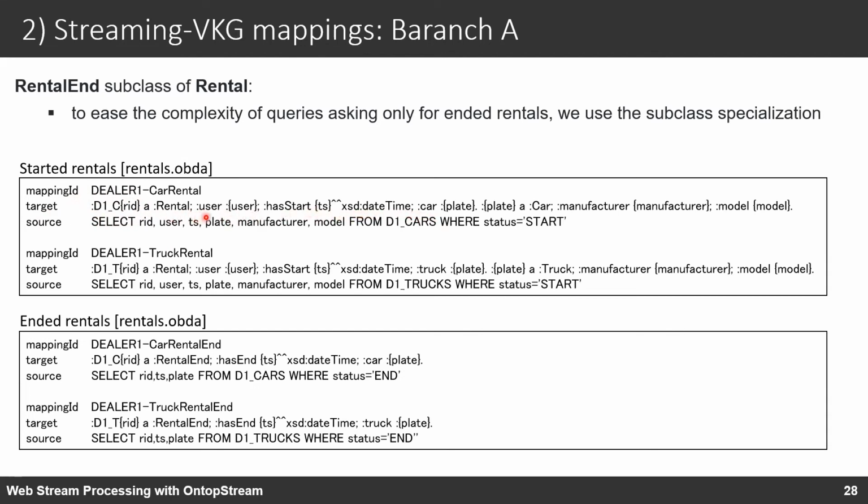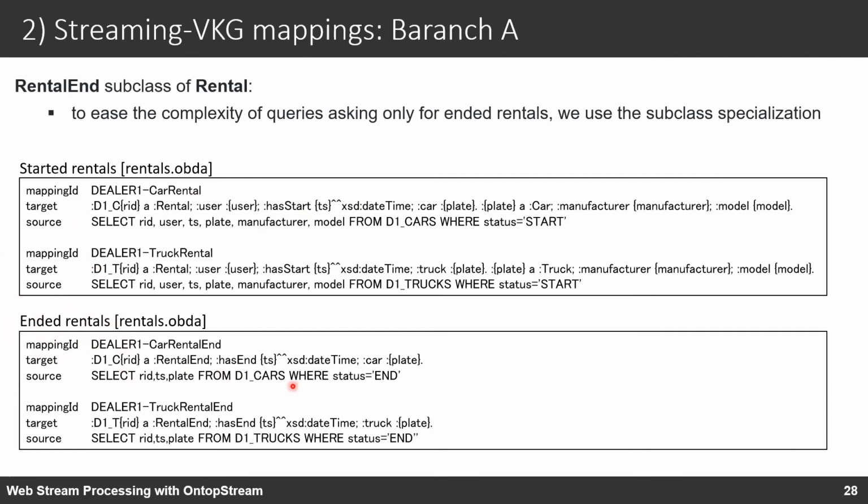So you can see you have a data property with information about the user. We have another piece of information about the timestamp. We have another piece of information about the car plate, etc. So the idea is that we are able to make a translation from a set of RDF triples to a Flink SQL source query. And of course, we are able also to make this translation for the ended rentals.